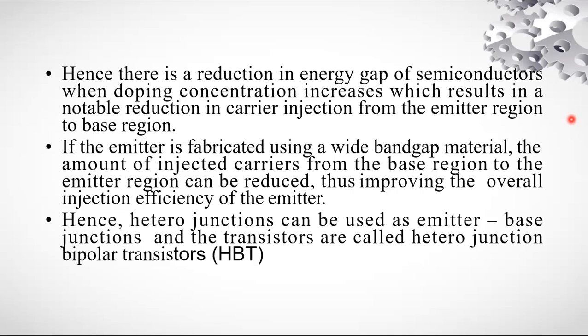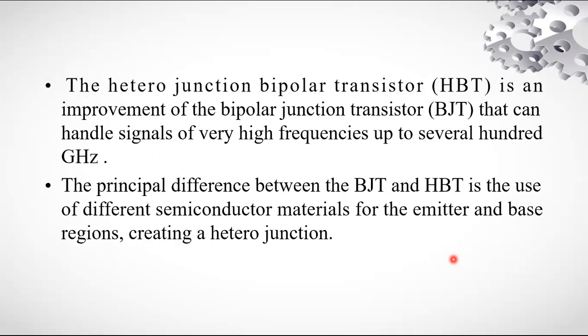And the normal BJTs are called homojunction BJTs because we use the same material in emitter, base and collector. But when we use a different material at emitter and base, then that becomes a heterostructure or heterojunction bipolar transistor, or HBT, right? So HBT is just an improvement of BJT. It can handle signals of very high frequency, around several hundred gigahertz.